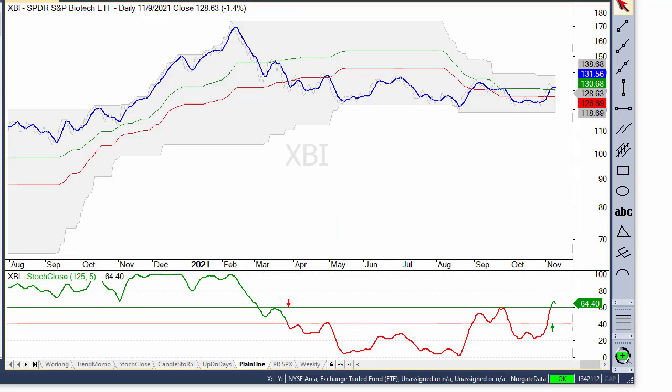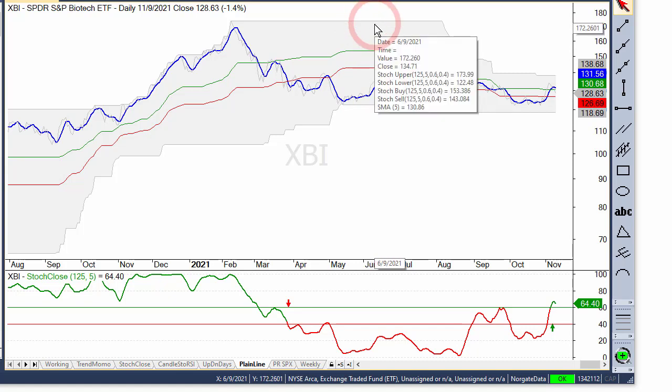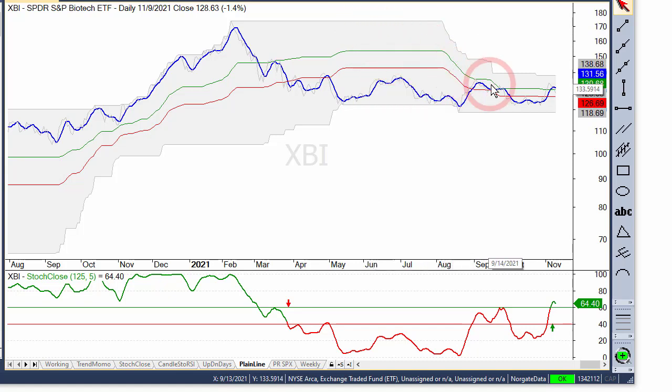So a couple of the new signals I'll show you. This is XBI, and the gray zone shows you the 125-day high-low range. And then the green line is what you need to cross to get StochClose bullish. And the red line is what you need to cross to get StochClose bearish. And the 5-day moving average, that blue line, because I smoothed the indicator, needs to get above it.